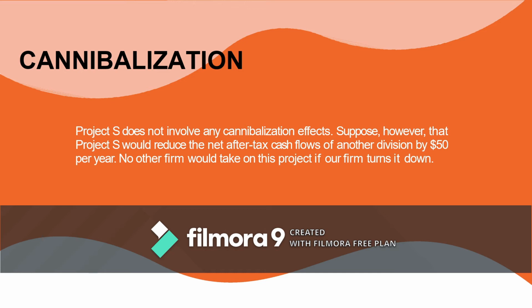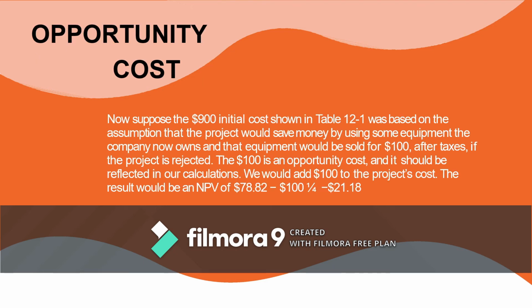Cannibalization. Project S does not involve any cannibalization effects. Suppose, however, that Project S would reduce the net after-tax cash flows of another division by $50 per year. No other firm would take on this project if our firm turns it down. Opportunity cost. Now suppose the $900 initial cost shown in Table 12.1 was based on the assumption that the project would save money by using some equipment the company now owns, and that equipment would be sold for $100 after taxes if the project is rejected. The $100 is an opportunity cost, and it should be reflected in our calculations.